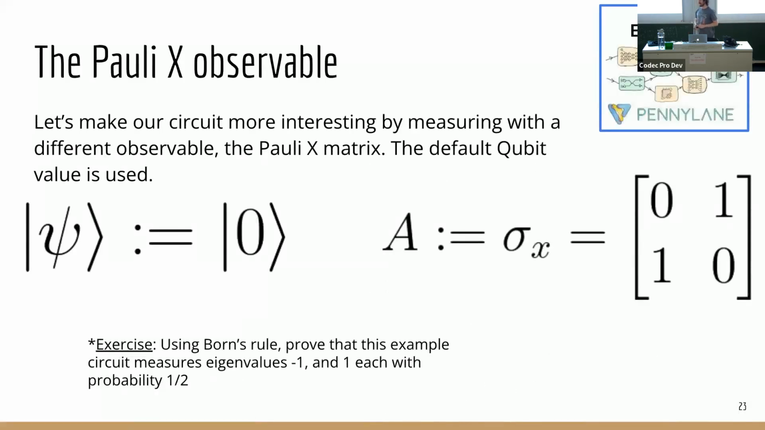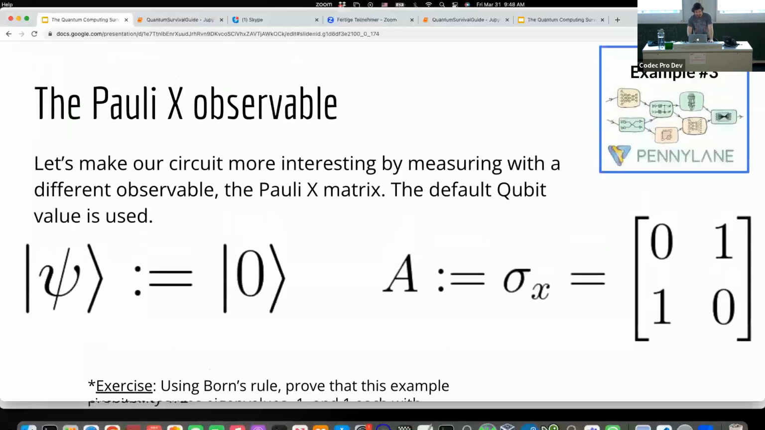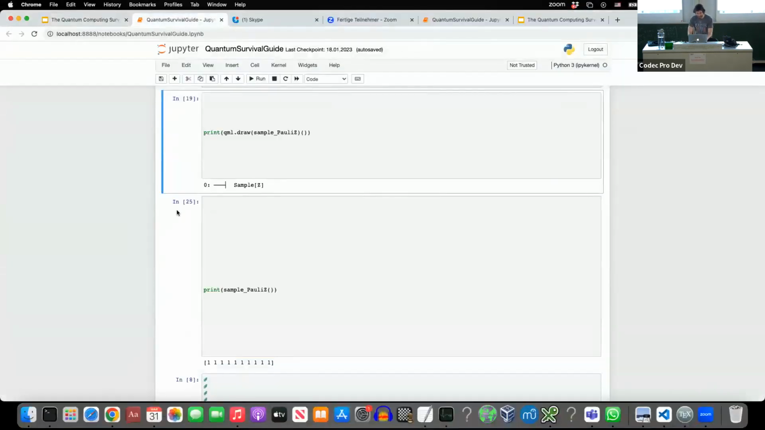So this was a bit of a boring example. We were always observing the same thing. So just to show you that we can get some more interesting observations, I'm going to change the circuit that I just showed you just by changing our observable. And instead of the Pauli-Z matrix, we will now use the Pauli-X matrix. And that is defined as follows, with the following entries. And I leave it as an exercise to you after this presentation to prove that this circuit should measure the eigenvalues -1 and 1, each with a probability of 1/2. And let's see if the PennyLane demonstration will back up my claim.